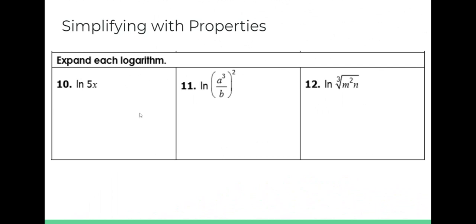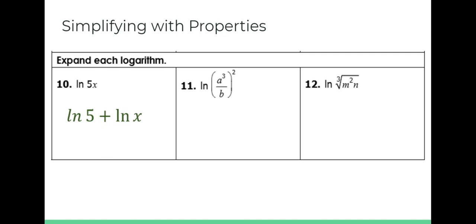All right, last but not least, simplifying by expanding each logarithm. For number 10, we have the natural log of 5 times x. This means that we're going to be using the product rule. To expand a product, we add the natural log of 5 plus the natural log of x. We have expanded this logarithm as much as we can right here.